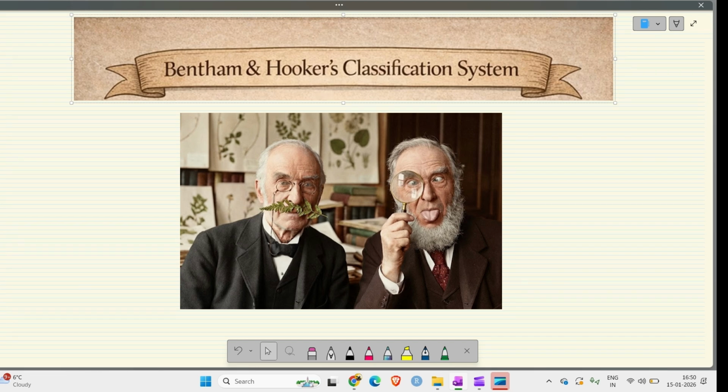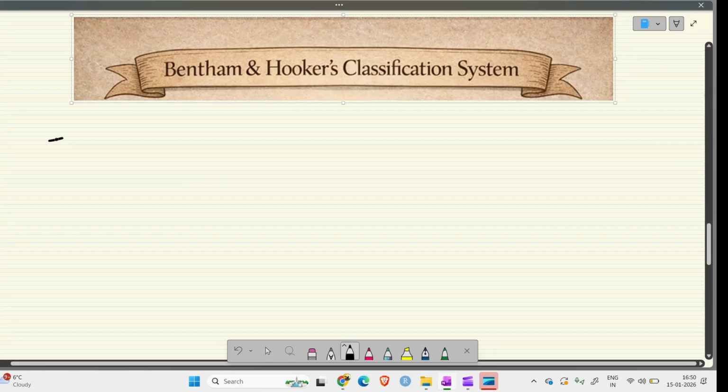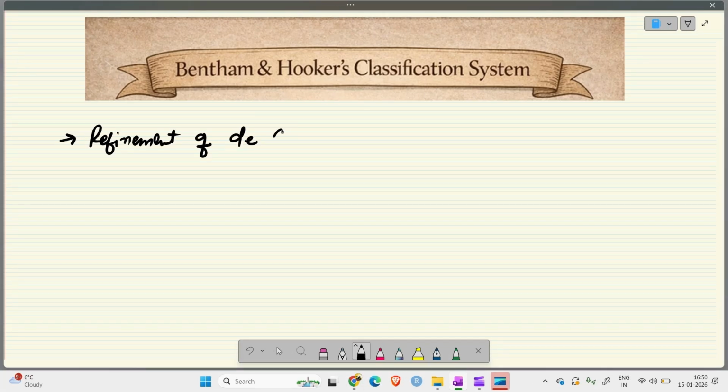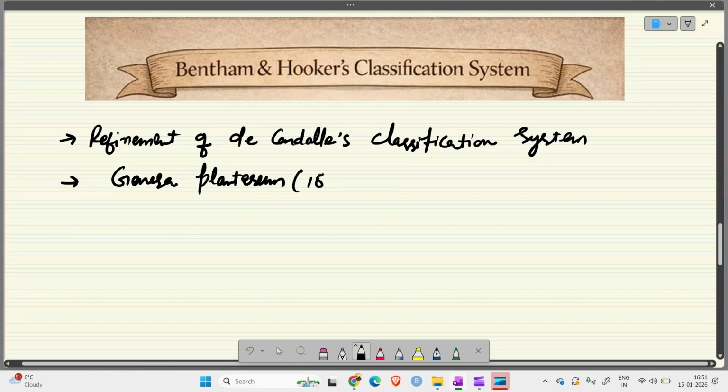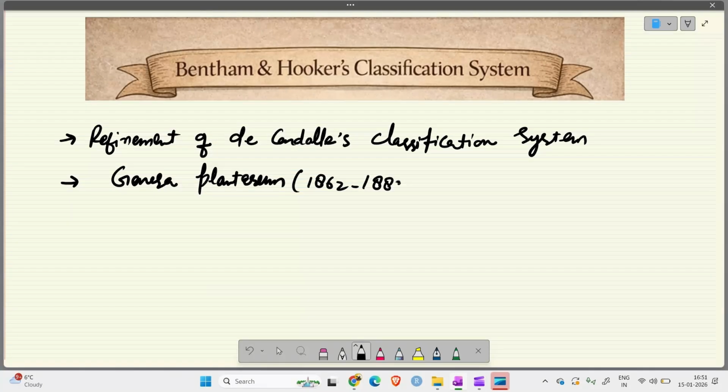most complete natural system ever developed on this earth, and it's a refinement of de Candolle's system. This means that there were other natural classification systems like that of de Candolle and that of Jussieu. So Bentham and Hooker came after de Candolle, and they modified this classification system, and then they published it in a book named Genera Plantarum, from 1862 to 1883, in 3 volumes.